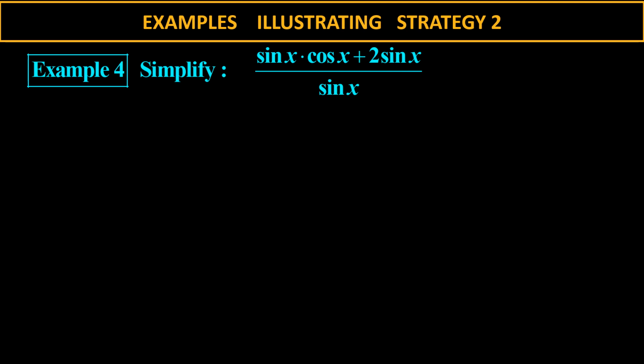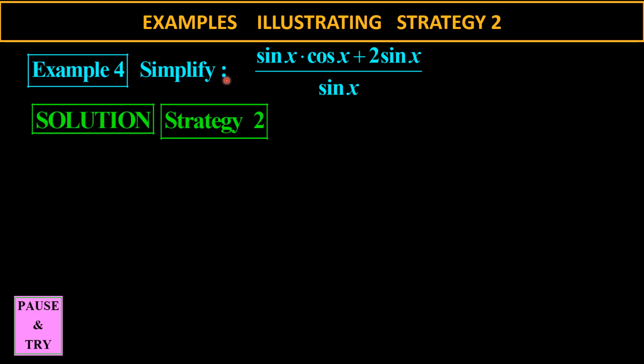Okay. First of all, we always see whether we can apply strategy 1. Can we simplify? Are there any like terms here? No. Can we cancel? No, we can't cancel that sign with that sign. Are there any brackets to remove? No. There's no reduction formula. Okay. So we now try strategy number 2.